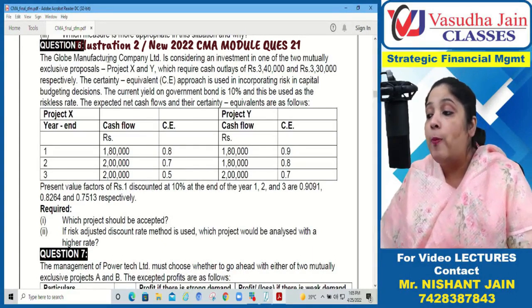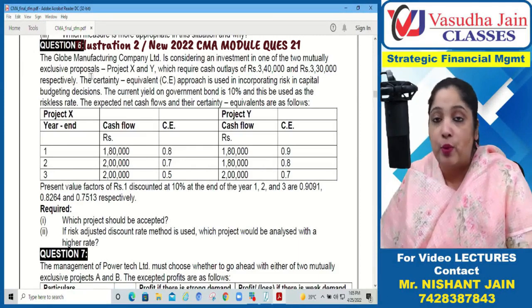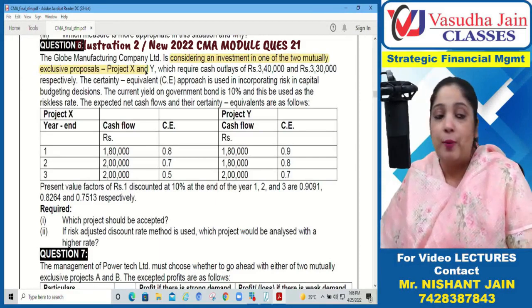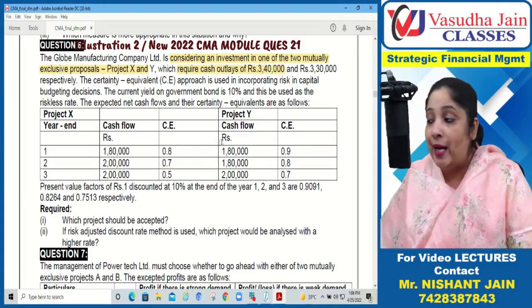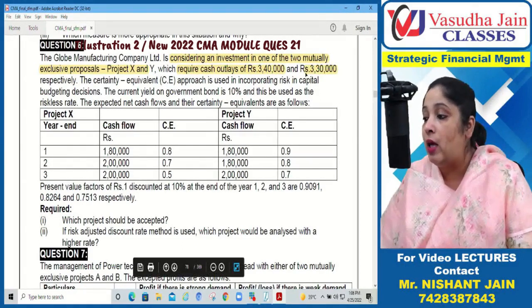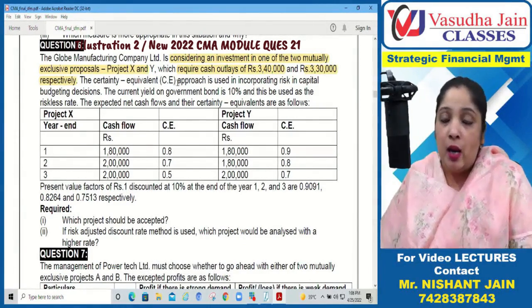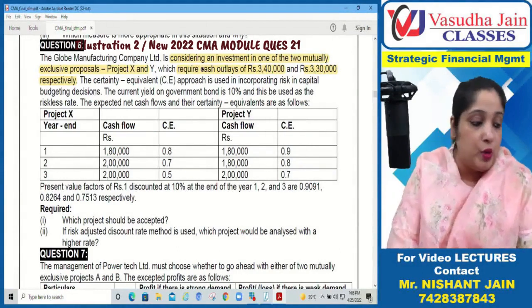The Globe Manufacturing Company Limited is considering an investment in one of two mutually exclusive proposals, Project X and Y, which require a cash outlay of 3,40,000 and 3,30,000 respectively. So there are two projects, X and Y. We have to evaluate them separately. In Project X, 3,40,000 is the investment. In Project Y, there is 3,30,000 rupees of investment.